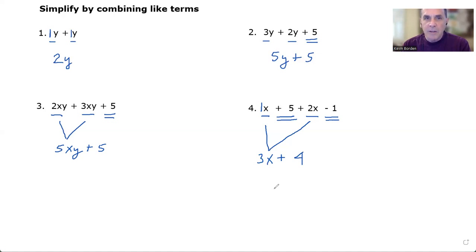So hopefully that was a short but helpful introduction to combining like terms. So take a look at the 10 practice problems that follow. And if you need to do this again, come back and take a look at this video and try those 10 problems again and see if you do better the second time. Good luck.